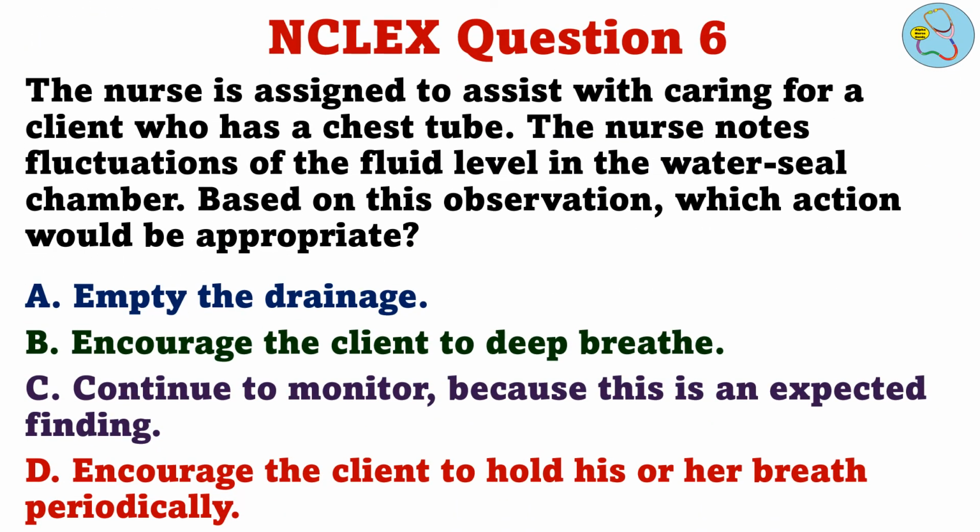Question 6. The nurse is assigned to assist with caring for a client who has a chest tube. The nurse notes fluctuations of the fluid level in the water seal chamber. Based on this observation, which action would be appropriate? A. Empty the drainage. B. Encourage the client to deep breathe. C. Continue to monitor, because this is an expected finding. D. Encourage the client to hold his or her breath periodically.